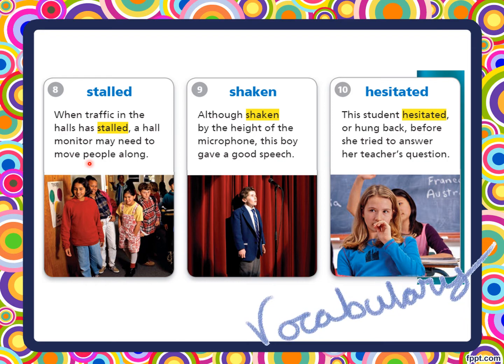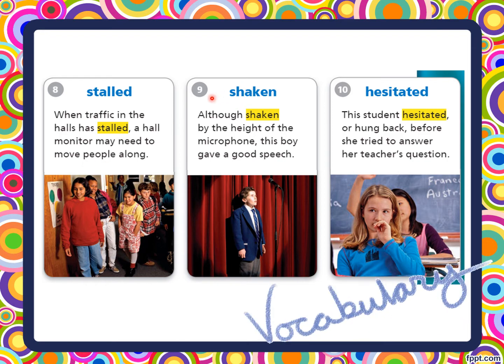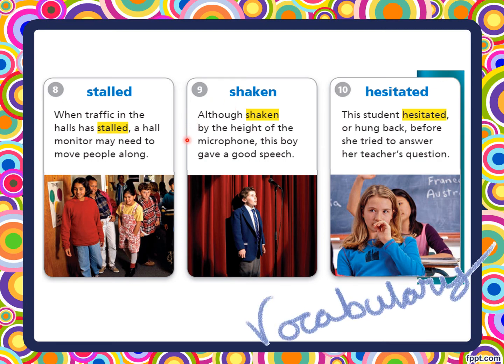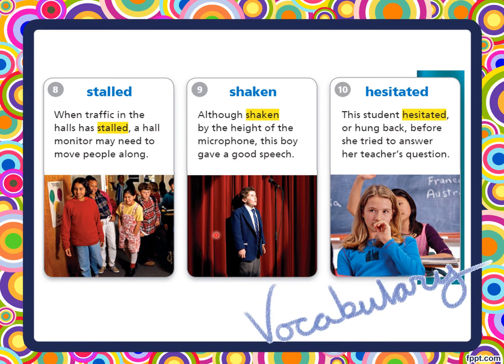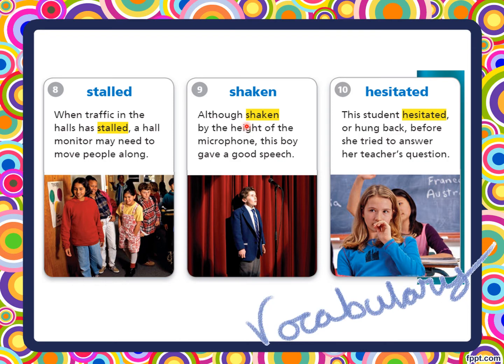So the hall monitor is responsible for that. Number 9 is shaken. Although shaken by the height of the microphone, this boy gave a good speech. So he should have adjusted the microphone so he would be able to reach it, right? But despite this, he gave a very good speech. Okay? So what is the meaning of shaken in this context?